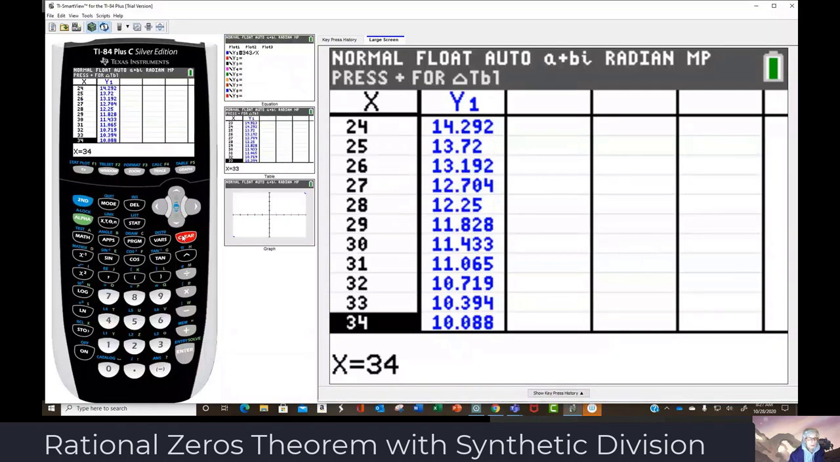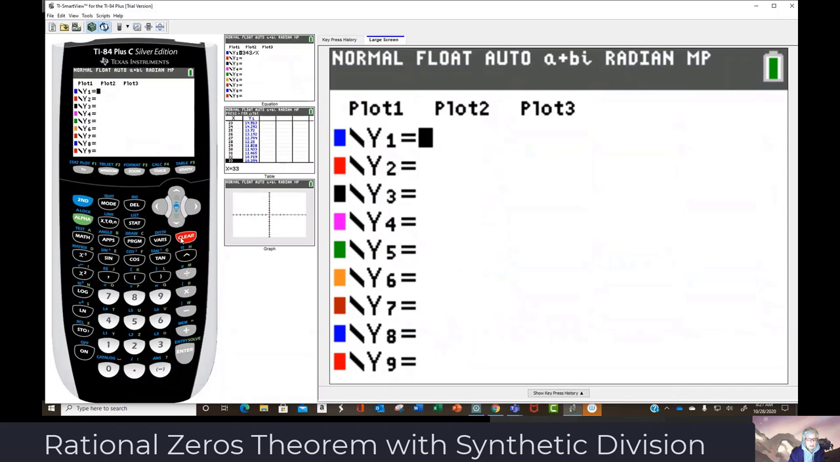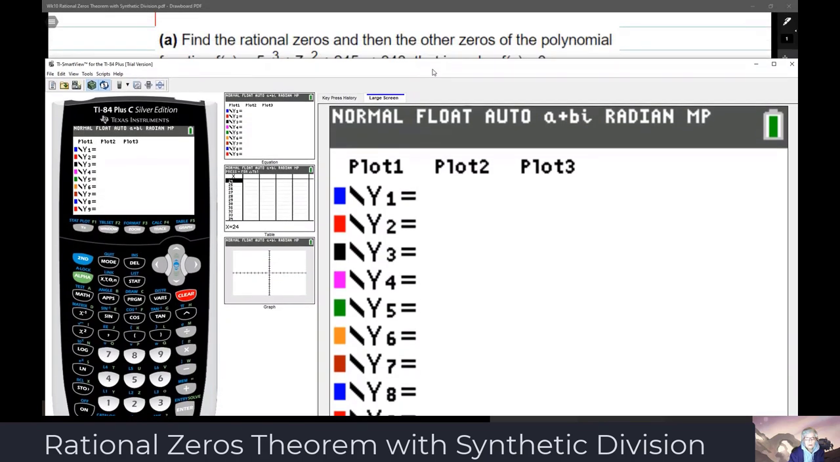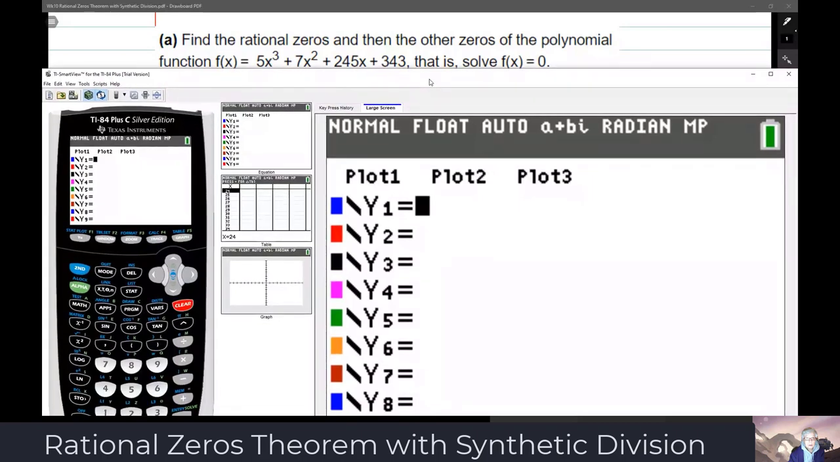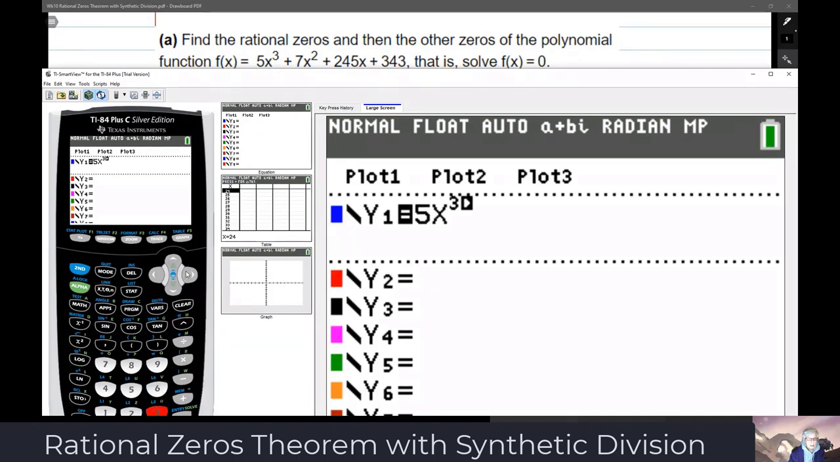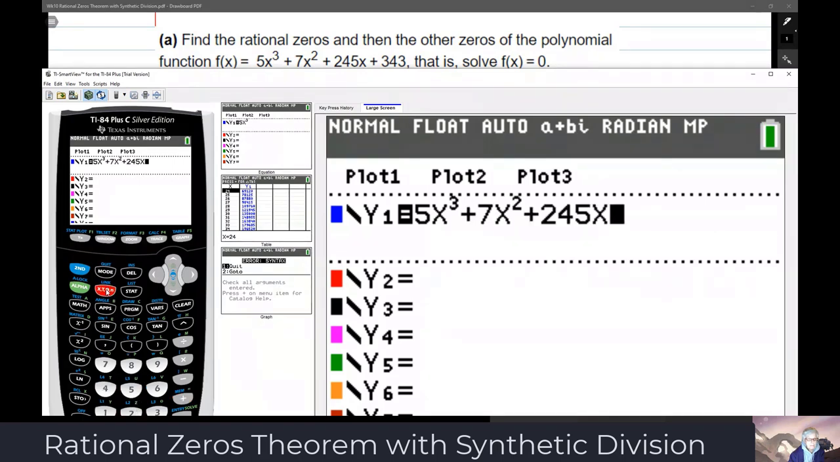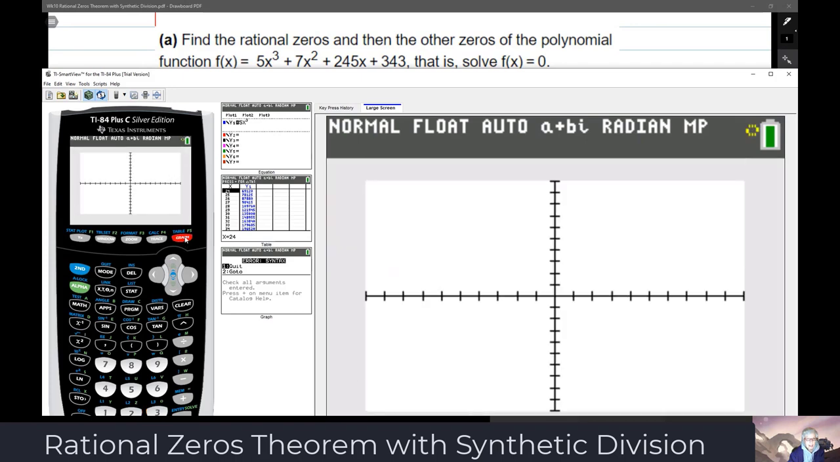Okay. So we're going to clear there. Okay. So, five x caret three, right arrow key, plus 7x squared plus 245x plus 343. See, 5x to the third plus 7x squared plus 245x plus 343. Okay, let's graph this, honey.